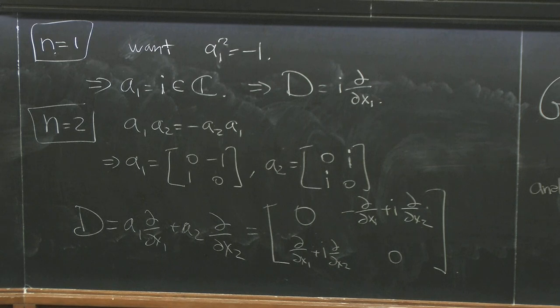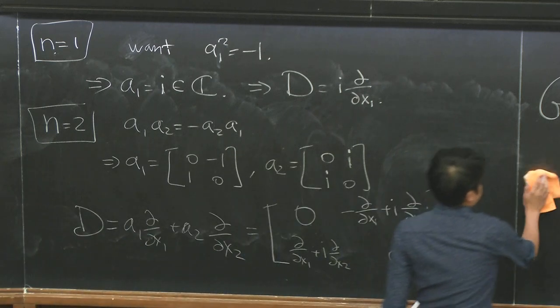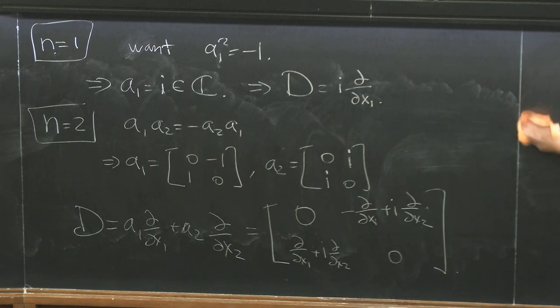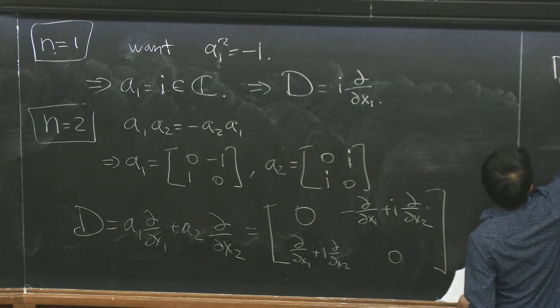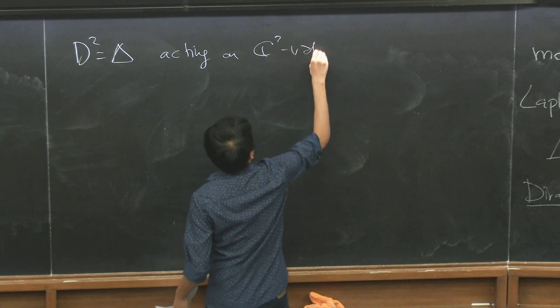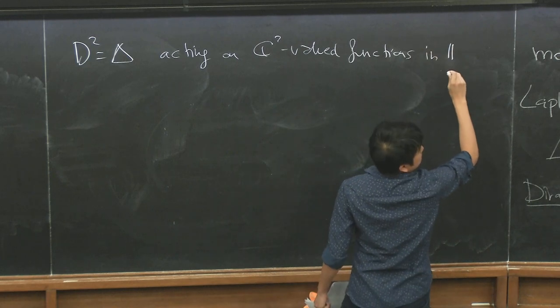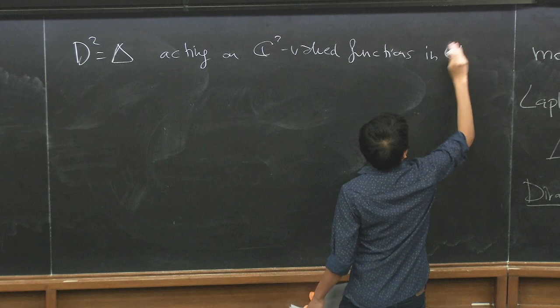You can check that this squares to the Laplacian. At the beginning, we're thinking of the Laplacian acting on functions. But it turns out that the Laplacian has a square root if you think of it as acting on C2 valued functions. If you try to write a square root of the Laplacian on functions, you fail. But it's nice because D squared equals the Laplacian acting on C2 valued functions in R2.